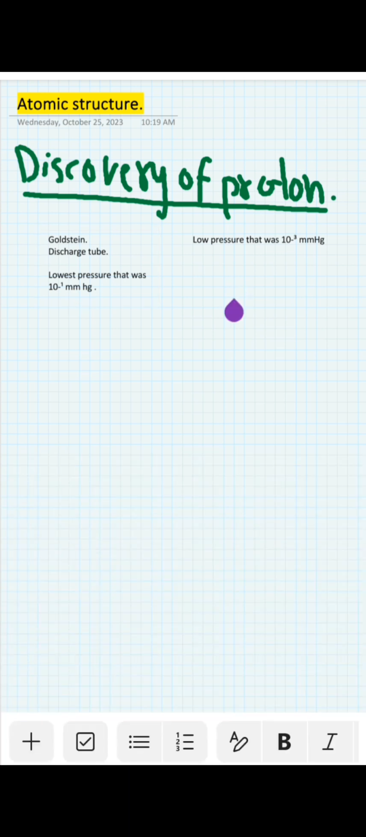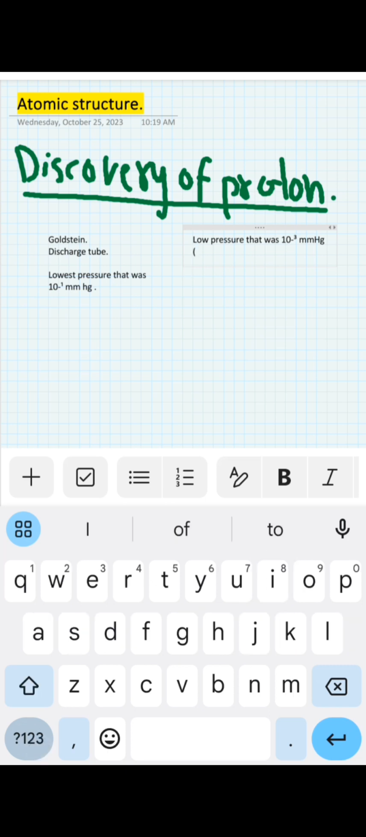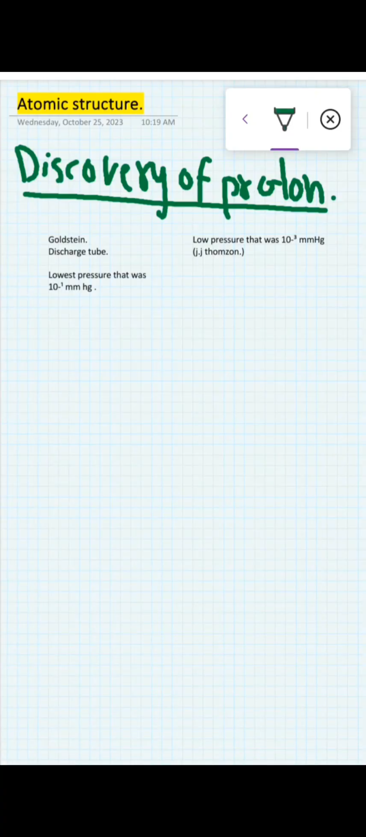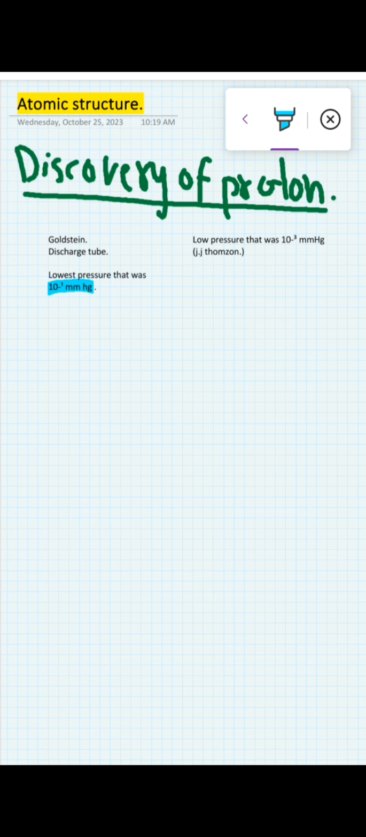So this low pressure is basically of J.J. Thomson, not of Goldstein. However, Goldstein took the lowest pressure, that was 10 raised to power minus 1 mm of Hg.